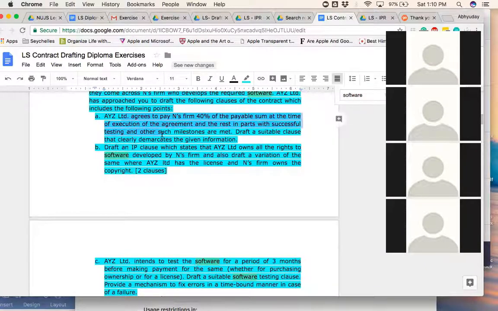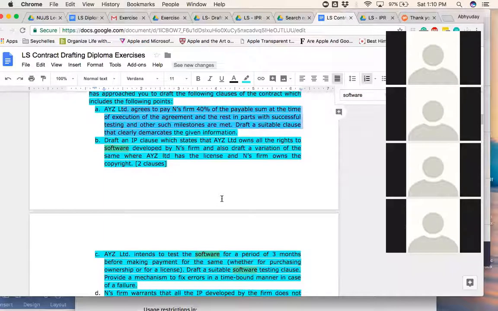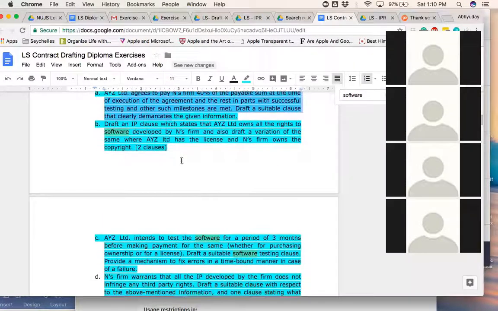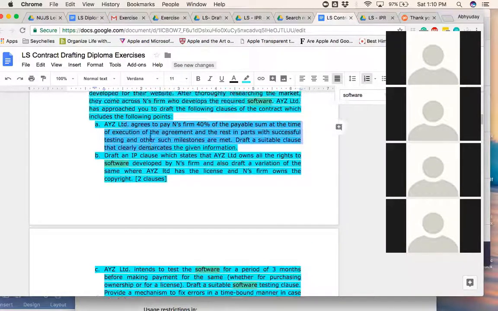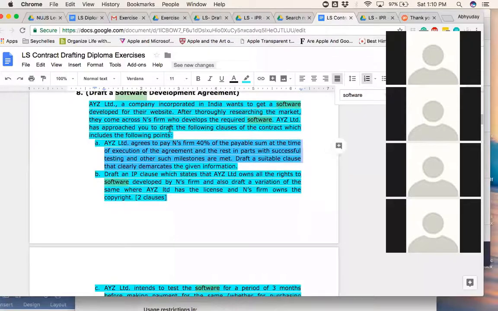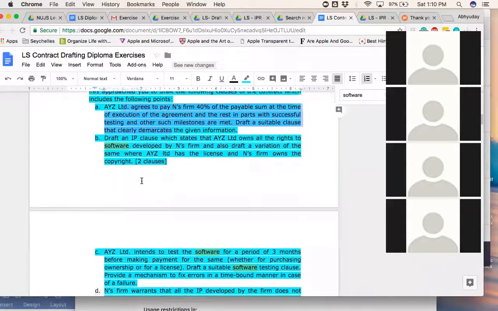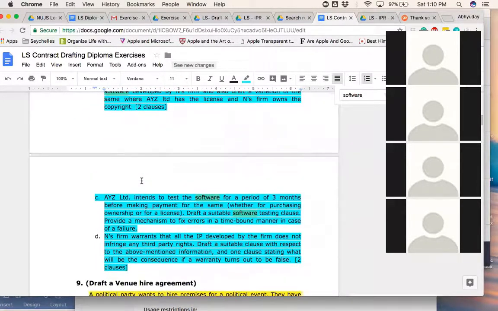40% money needs to be paid in advance and the balance after testing and meeting milestones. Draft a suitable clause. Draft an IP clause saying that AYZ owns all rights to software developed by ENS firm. And draft a variation of the same where AYZ only has a license and ENS firm owns the copyright. ENS firm is the developer. So 2 versions of it are asked.